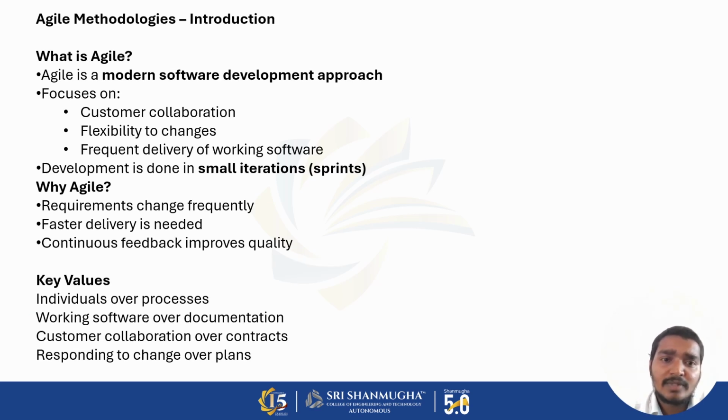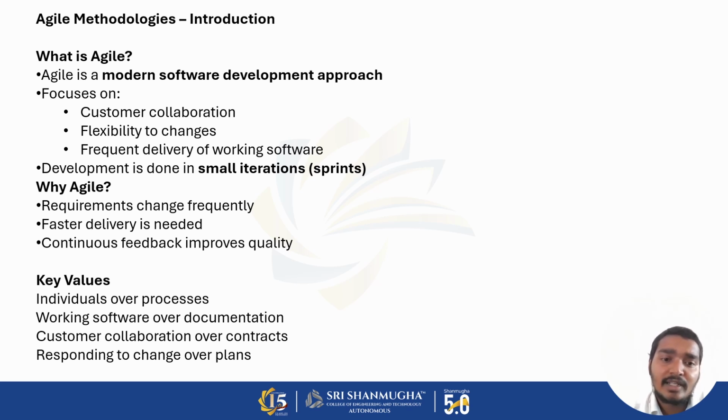So we see about the Agile methodology. It is one of the modern methodologies in software development. So what is Agile? Agile is the modern software development approach. It focuses on customer collaboration, flexibility to changes, and frequent delivery of working software. Development is done in small iterations called sprints. So why Agile? Agile is needed because requirements change frequently. Fast deliveries and continuous feedback improve the software quality.